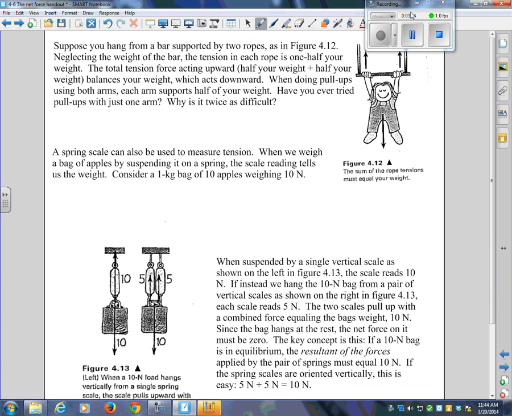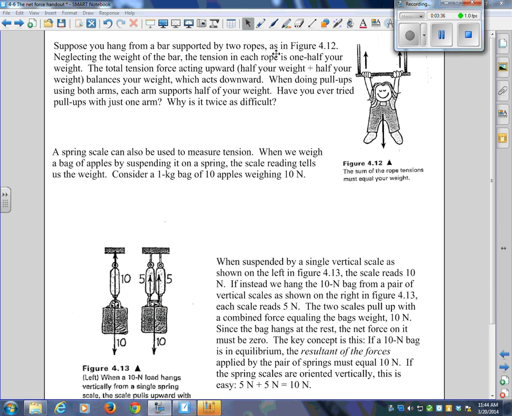Suppose you hang from a bar suspended by 2 ropes, as shown in figure 4.12. Neglecting the weight of the bar, the tension in each rope is 1/2 your weight. The total tension force acting upward, half your weight plus half your weight, balances your weight, which acts down. When doing pull-ups using both arms, each arm supports half of your weight. Have you ever tried pull-ups with one arm? Why is it twice as difficult? Well, for some of you it might not be, right? But you have to pull all of your weight with one arm instead of spreading it over 2.